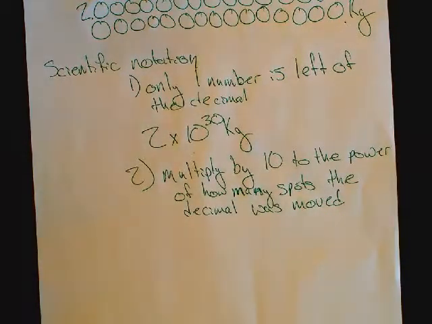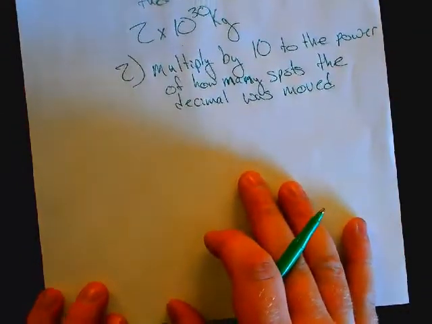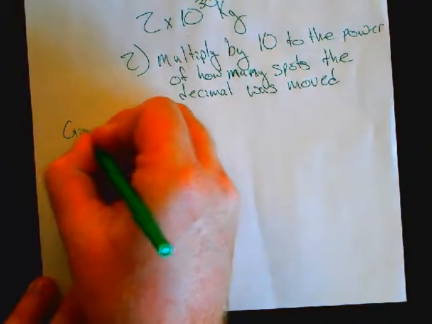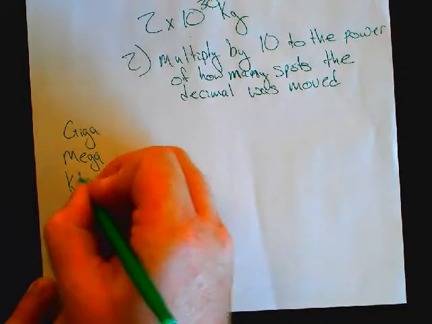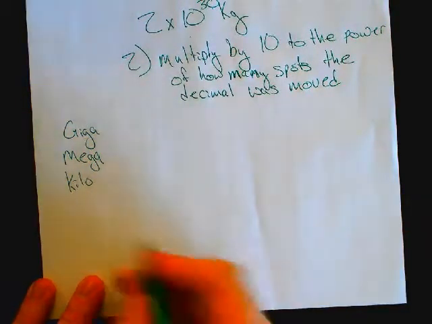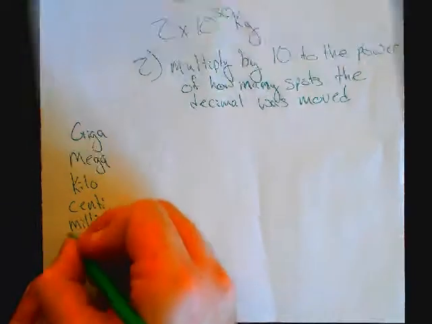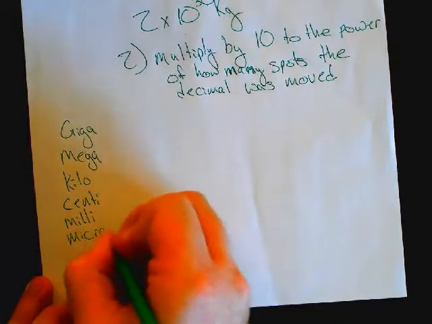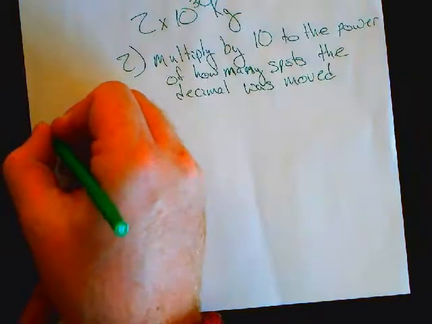Okay, the next way in which we could deal with writing really large numbers uses scientific prefixes or metric prefixes. So metric prefixes are going to be things like giga, mega, kilo, there's hecta in here, but no one ever uses that, centi, milli, and I'm going to put micro in here as well. Okay, and these are prefixes.